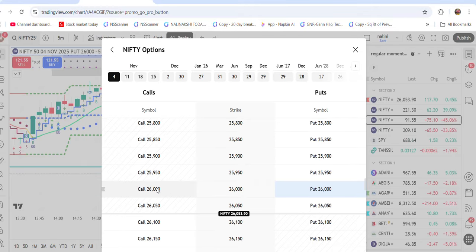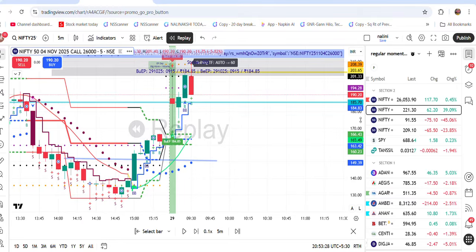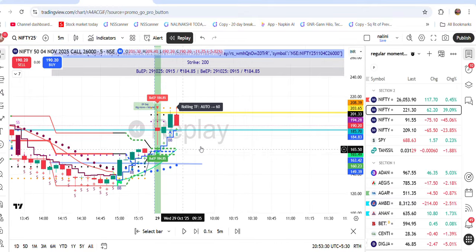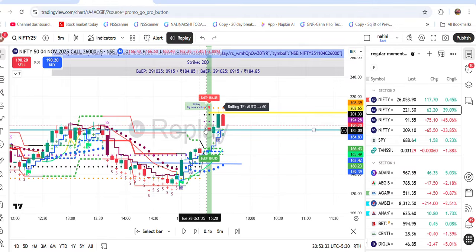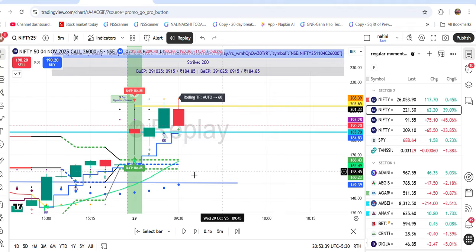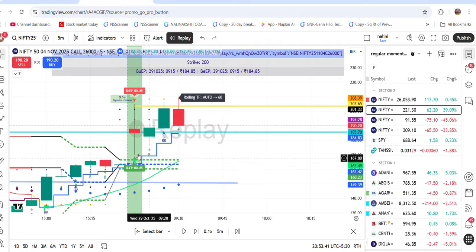Let me go back to the 26,000 call option. It is suggesting bullish EP and the structure is positive on the call option. Let me zoom. You can see over here, why it is bullish? Only 1, 2, 3, 4 candles have formed. That means 20 minutes. This is the longer period Gann Hilo, and this is the dynamic color changer Gann Hilo, and all the pivots.